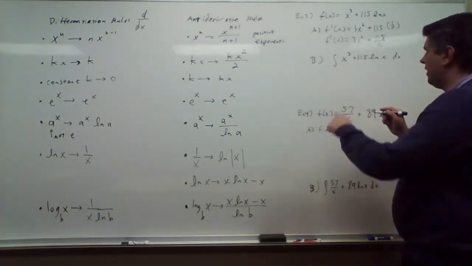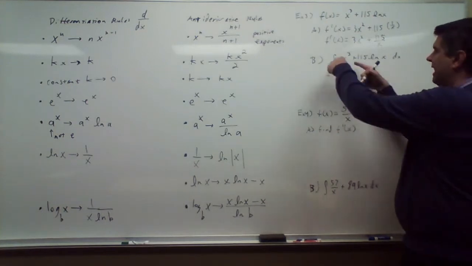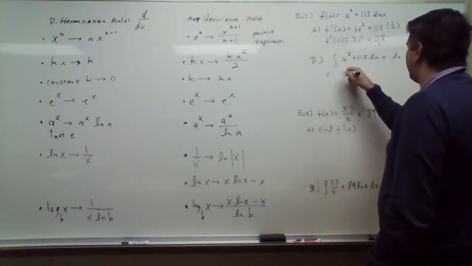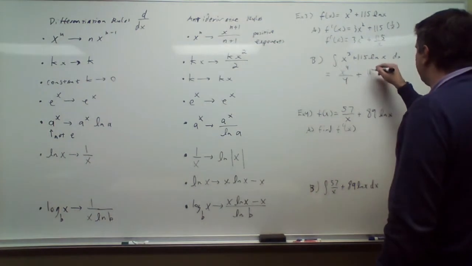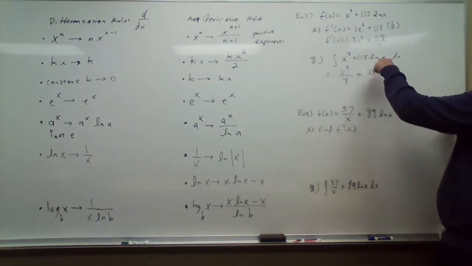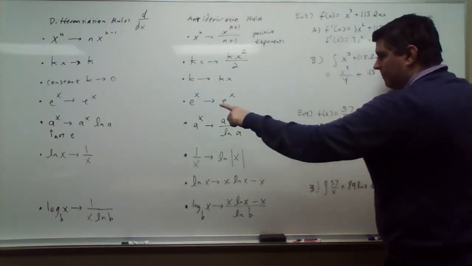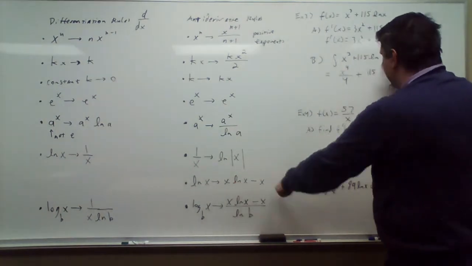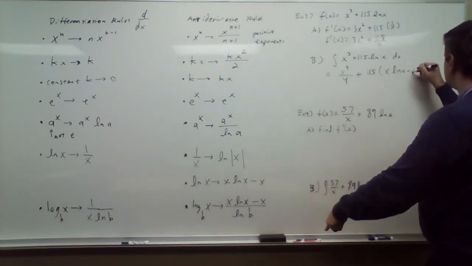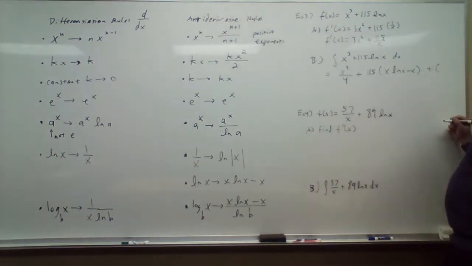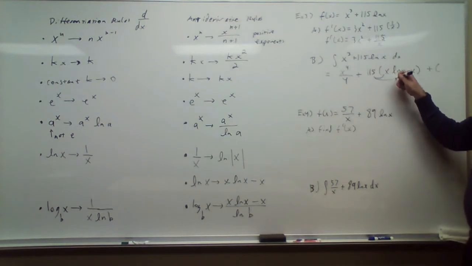Now the antiderivatives, well, we're following the antiderivative rule, so this will be x to the 4th over 4 plus 115, and the antiderivative of the natural log of x is x natural log of x minus x. And then don't forget your plus c. This will be a distributive property situation.